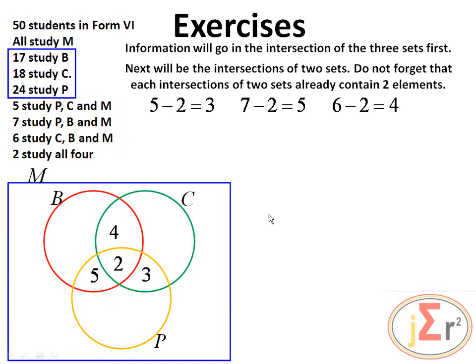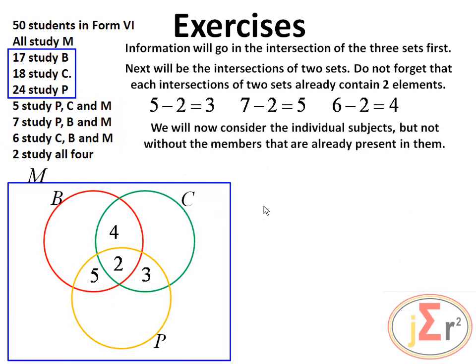Then we are going to go to the number of elements that are in the individual sets. First we will consider the individual sets, but not without the members that are already present in them. So we are going to be looking at what? 17 study biology, but of course we have elements in biology already. So we have to consider these. These are a part of the 17, so what number will go right there? 17 minus the 5 that we have here, minus the 2 and minus the 4, and the remainder will go right there, which is 6.